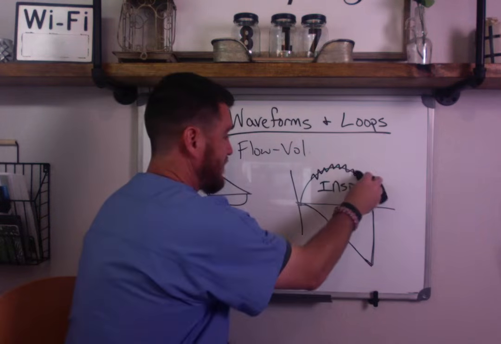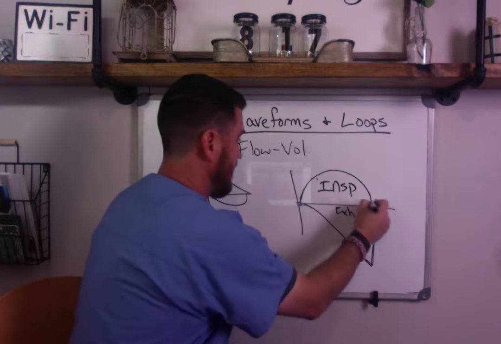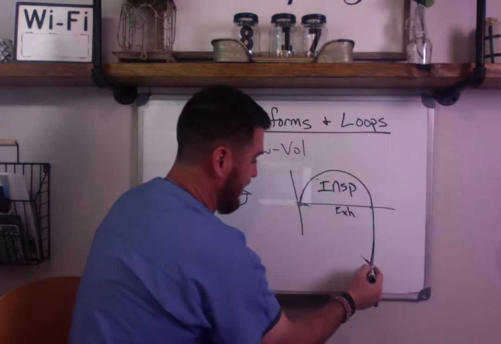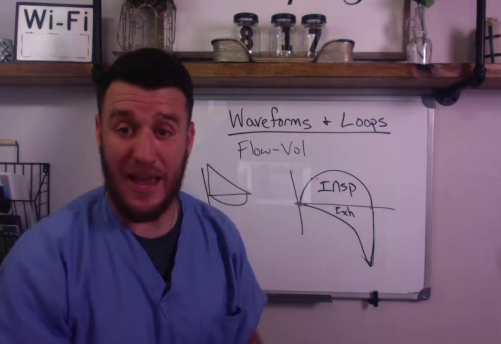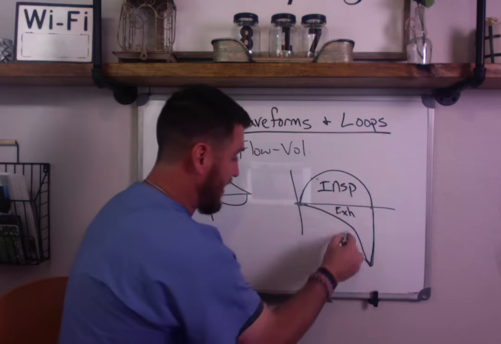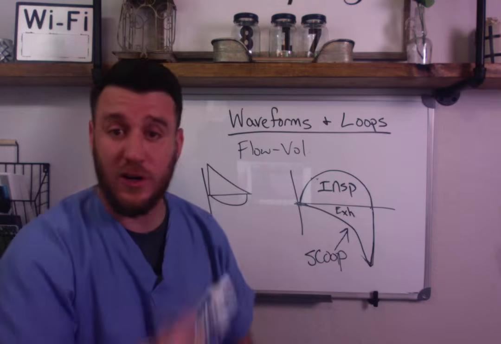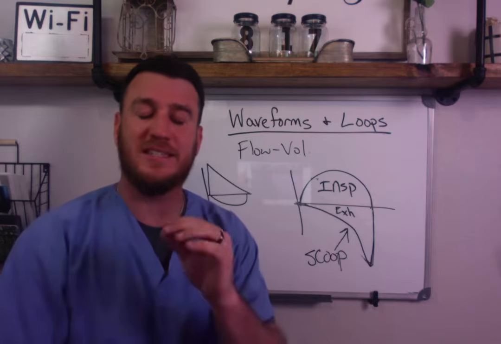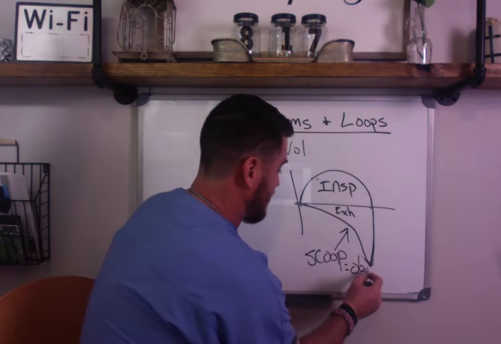Okay? Now, from here, it brings us to this. This is normal. If you ever have this, that's obviously abnormal. Now, what I call this is the scoop in your loop. Okay, so if you have a scoop in your loop, what it's telling you is that your patient has some sort of obstruction.